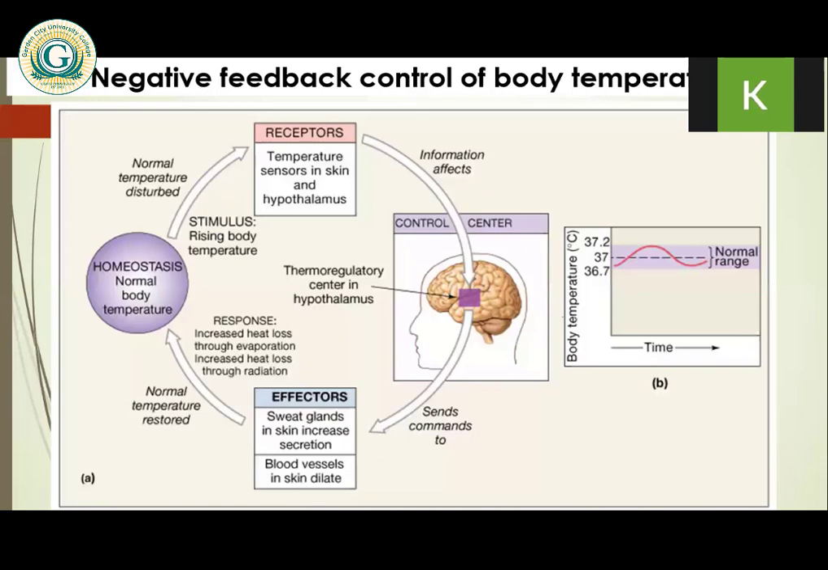So the individual will sweat maybe profusely. By so doing, there's going to be a heat loss, or the blood vessel will dilate. These two can also work together. So either the sweat glands in the skin increase secretion, and then the blood vessels in skin also dilate. So if there is increased secretion of sweat, there's going to be a heat loss through evaporation, and then heat loss through radiation.